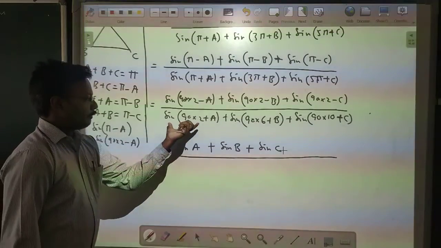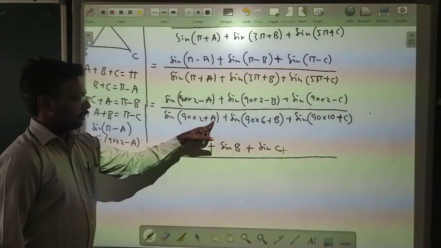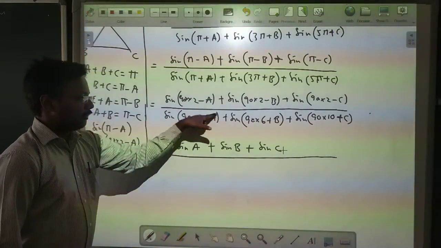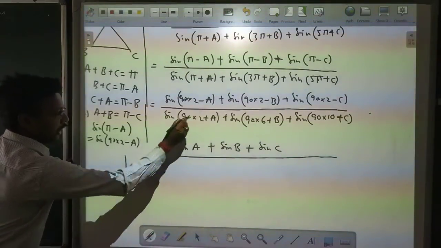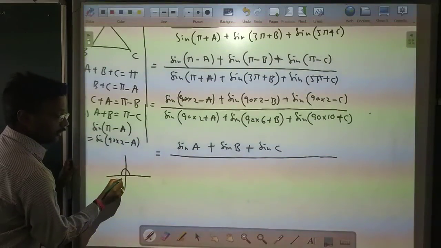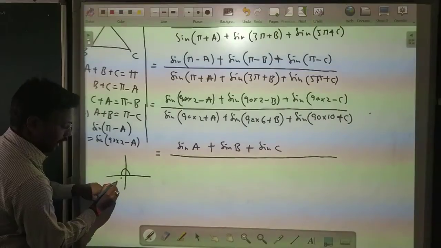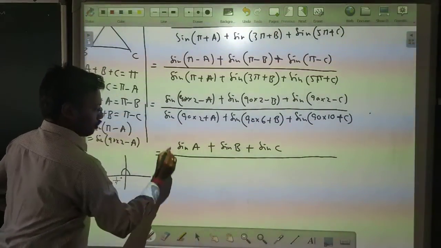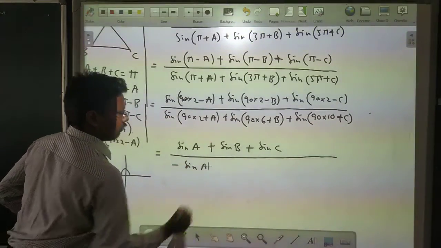Now, the denominator, if you look at this, it is sine 90 into 2 plus a. So, the number is even, but this angle lies in the third quadrant. Why? Because it is given as 90 into 2 plus a. So, 180 degrees, then some angle is added. But you know, in this quadrant, tan and cot are positive, not sine. So, the answer of this is minus sine a.